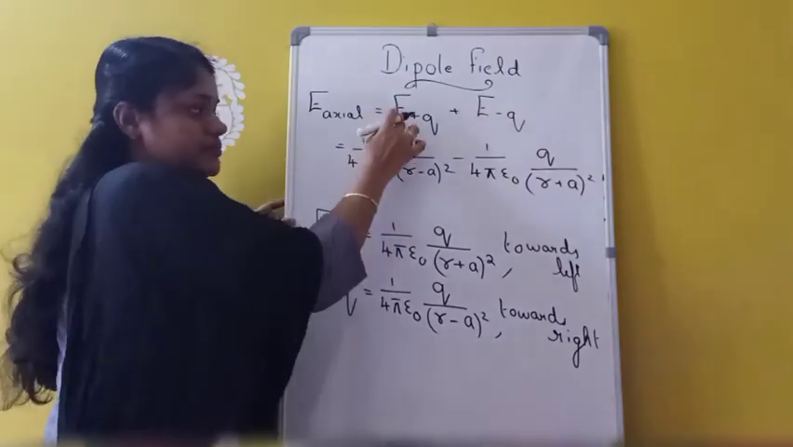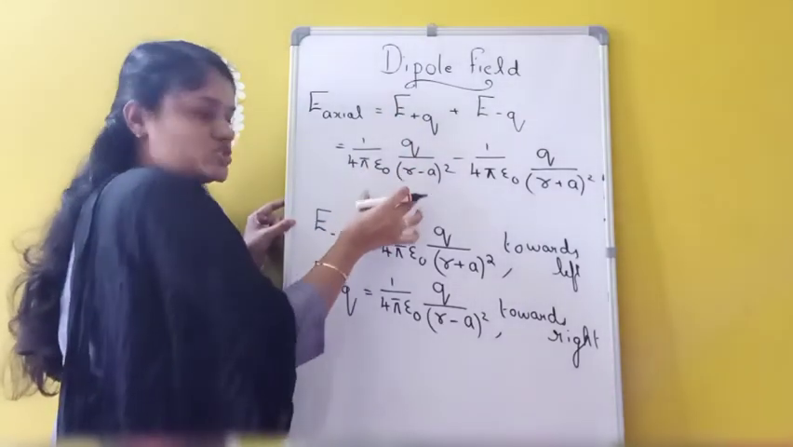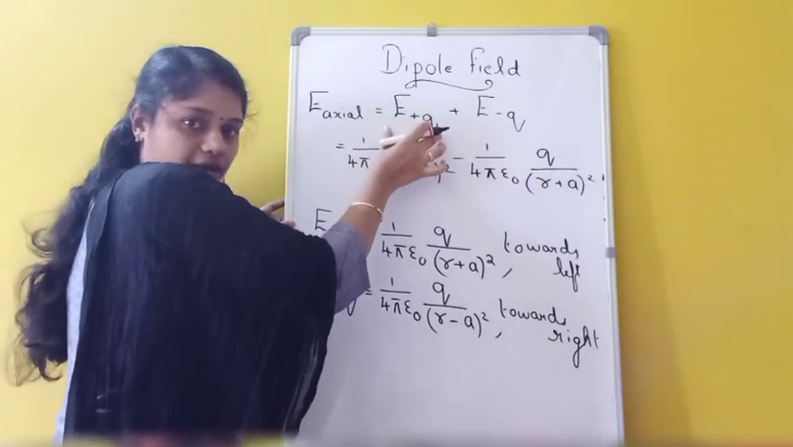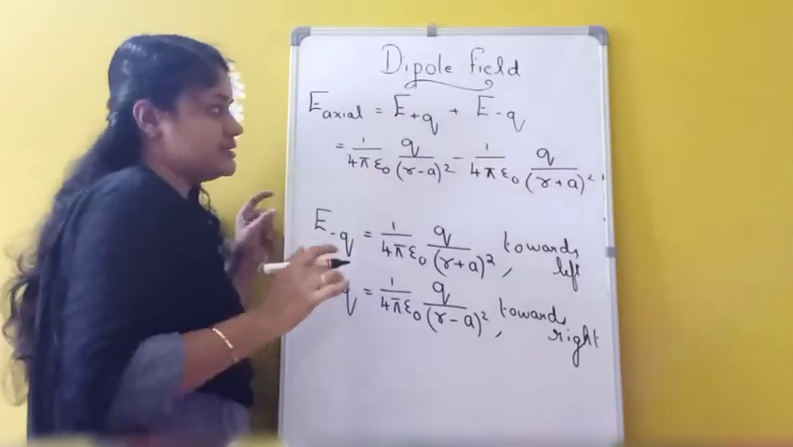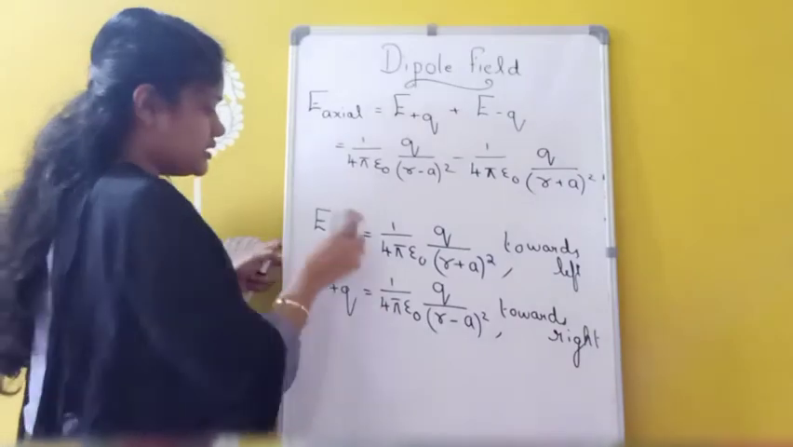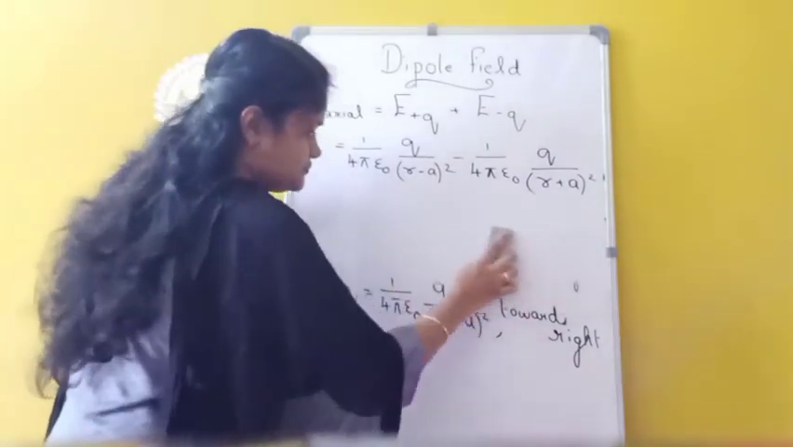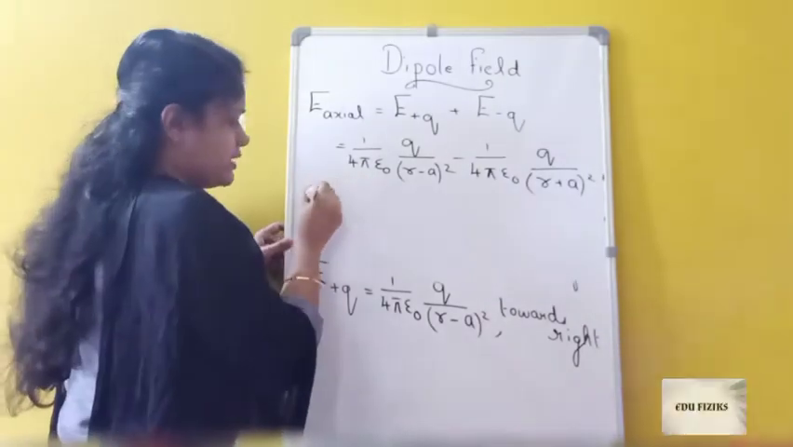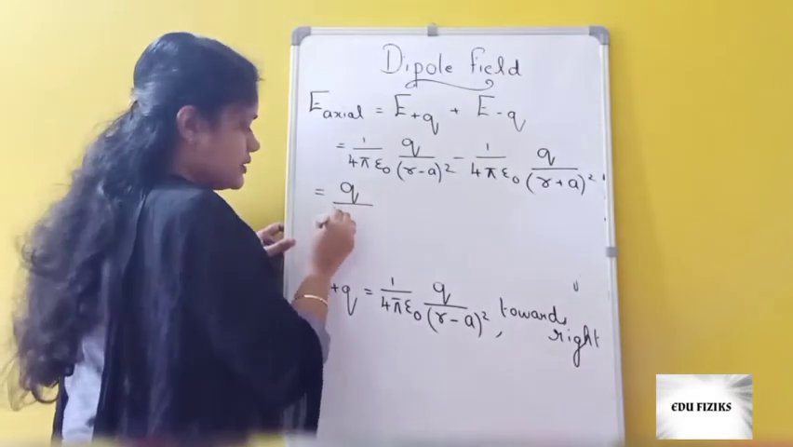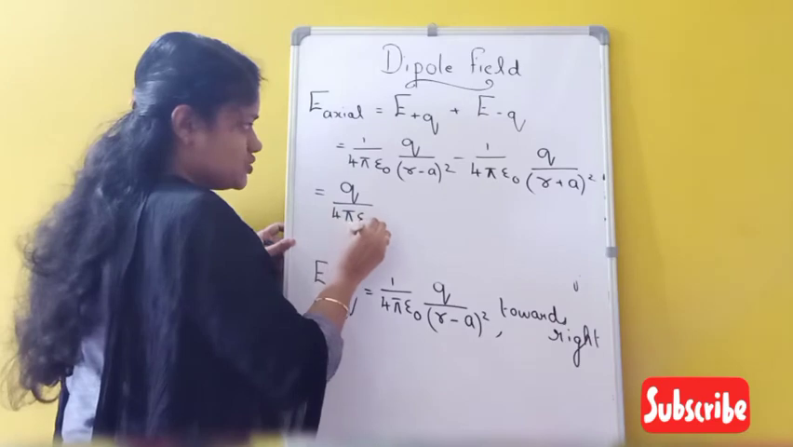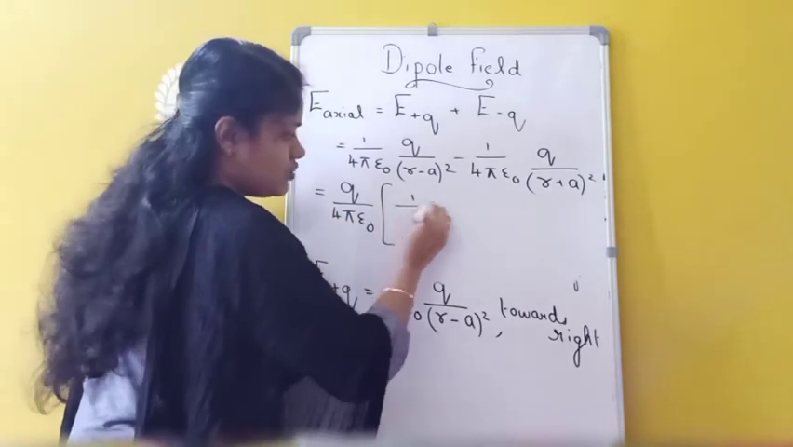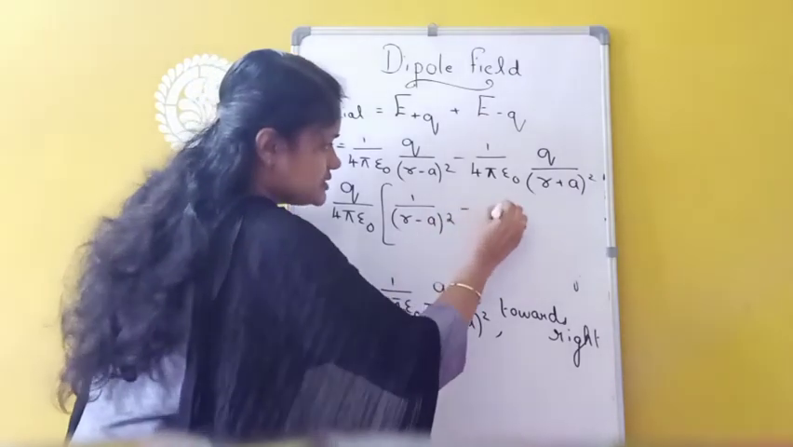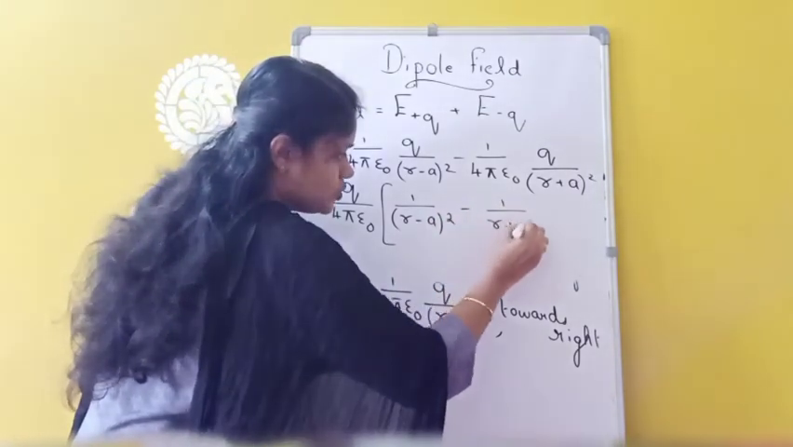Why I am putting E plus Q first: the magnitude of E plus Q will be greater than E minus Q, so I am taking the difference from E plus Q to E minus Q. Now the common terms I am taking outside. So Q is common, 4 pi epsilon 0 is common. So Q divided by 4 pi epsilon 0 into the remaining 1 by (R minus A) the whole square minus 1 by (R plus A) the whole square.